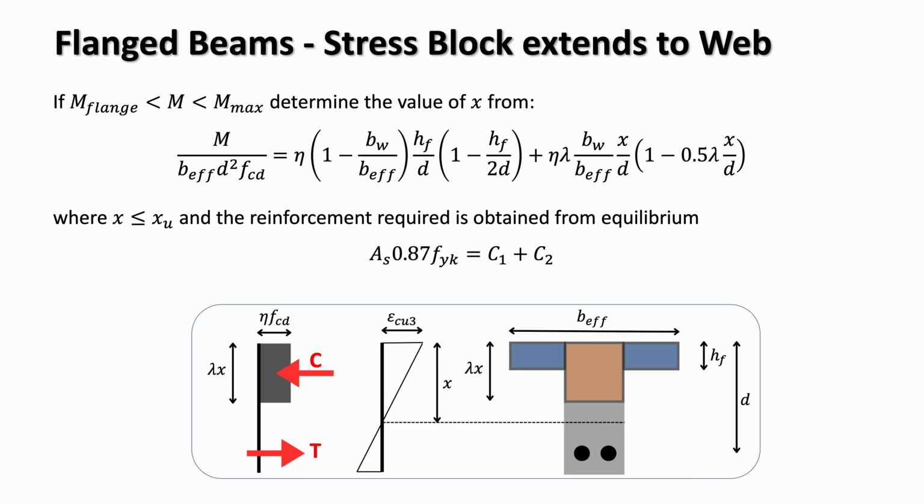Once x is found, the required reinforcement follows directly from equilibrium. The tension force, As times 0.87 fyk, must balance the sum of the flange and web compression forces, C1 and C2. This gives the steel area needed for the section to resist the applied moment.